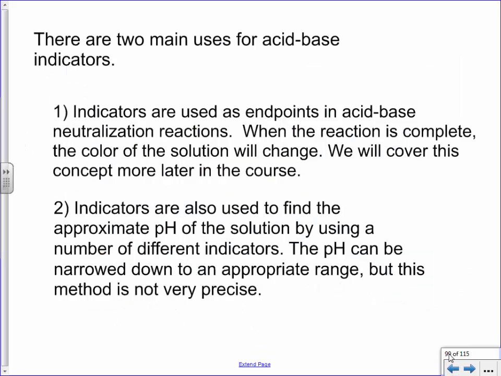Oh, one more thought here. I did skip a slide that probably is worth talking about. Sorry, don't put it away just yet. Indicators are useful for finding the pH of a solution. That's what we're going to do in this lab. However, indicators actually have another use, but it's kind of something we're not going to talk about till later in the course. This is going to be a question that comes up on your lab. There is another use for them. They're used at what are called endpoints in neutralization reactions, and we're going to talk about this in our third unit.